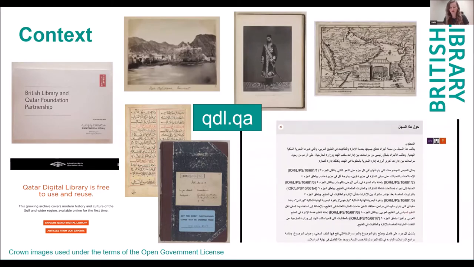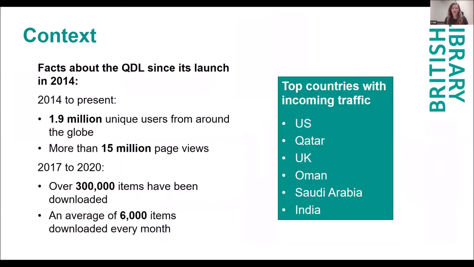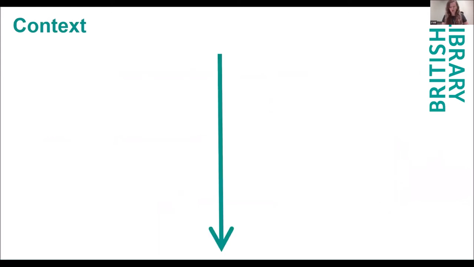We have our own in-house translation team, and everything that we write for the QDL is available in both English and Arabic. So the bilingual nature of the QDL is reflected in our user stats. The QDL has a high volume of traffic, and the top countries accessing the site equally represent the English and Arabic speaking worlds. Internal stats also show us that there is an equal divide between the most viewed pages of the site, with half being accessed in English and half being accessed in Arabic. So that's who we are and what we do in a nutshell.